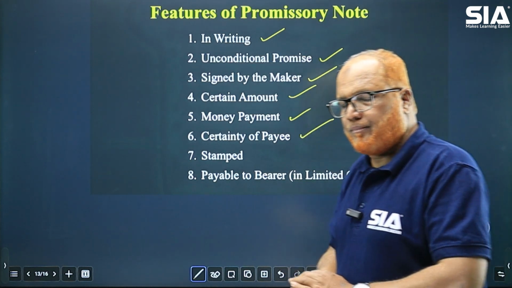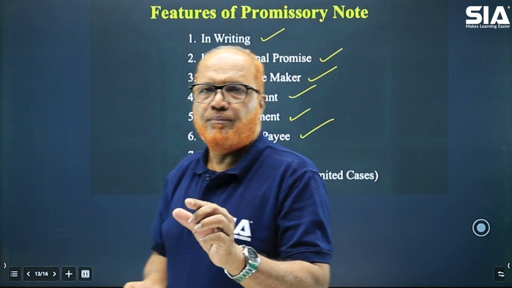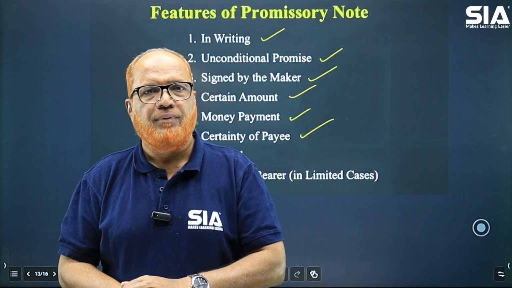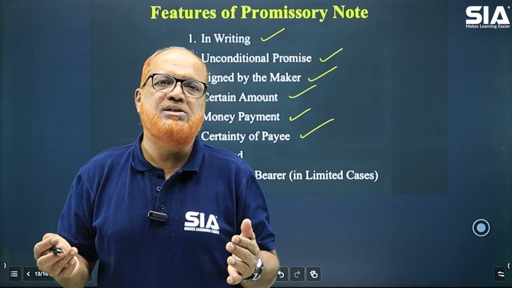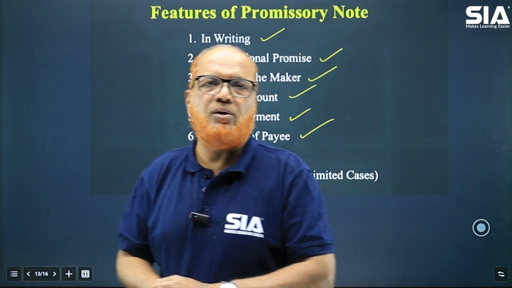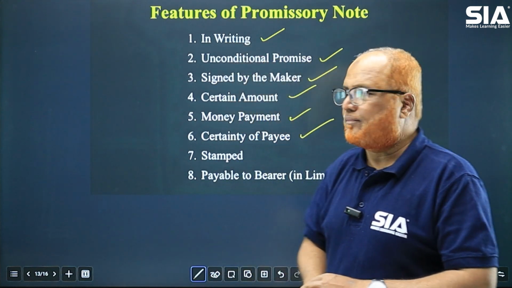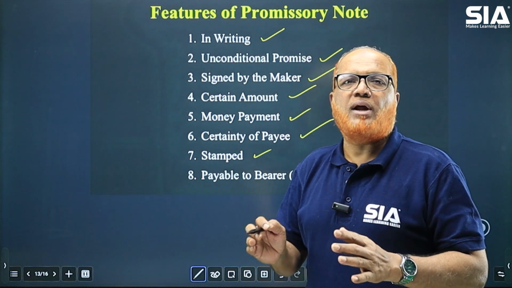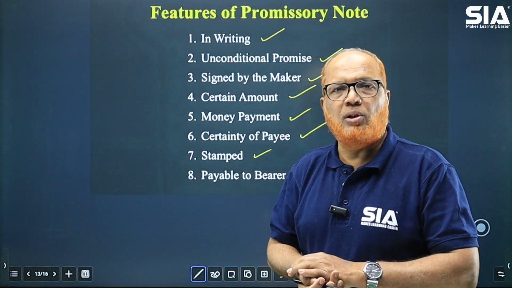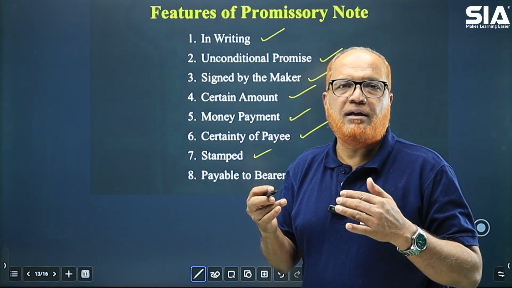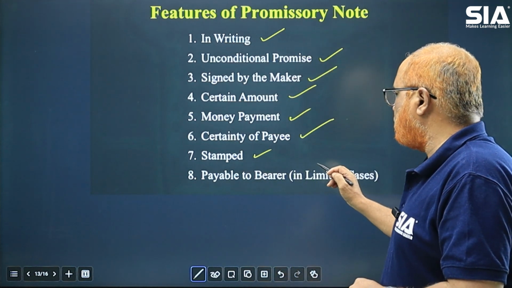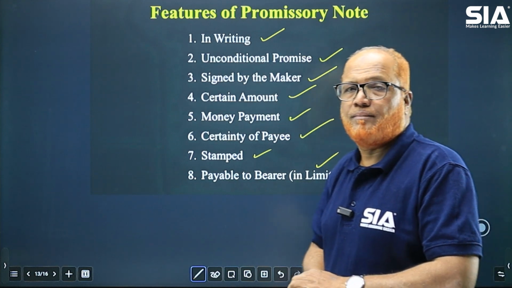Certainty of payee. In promissory note, the name of the payee must be specified. If the payee is not specified, again the promissory note will become invalid. Next, stamped. In certain cases, promissory note has to be stamped as per law to make it legally binding. It should be stamped. Next is payable to bearer in limited cases.